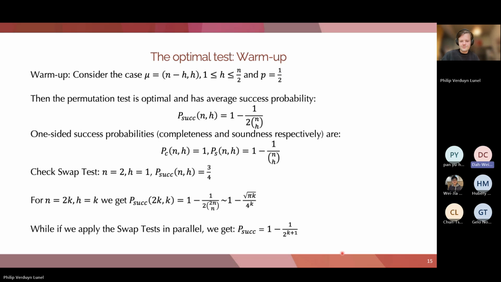By optimal, you mean the success probability is optimal? Yes. So we maximize the success probability. Okay. So yeah, this you can prove. There does not exist a test on these inputs that has higher success probability than this, because our test, this permutation test, is completely optimal. And I'm going to go into a little bit of detail why this is the case and how we prove it.